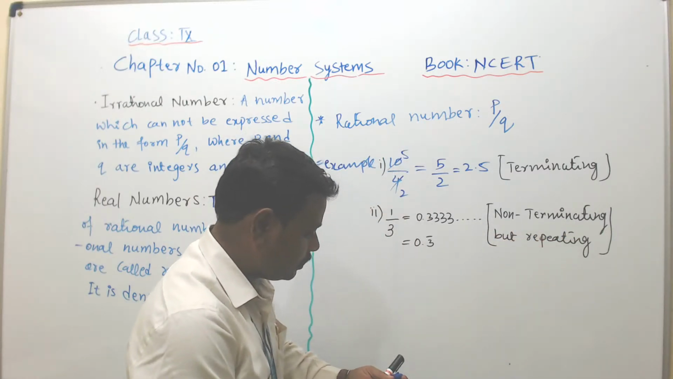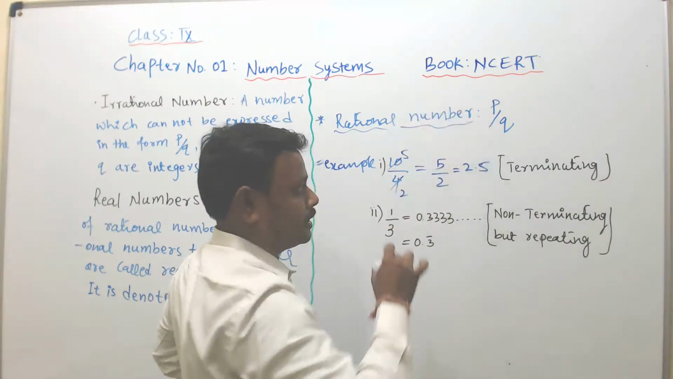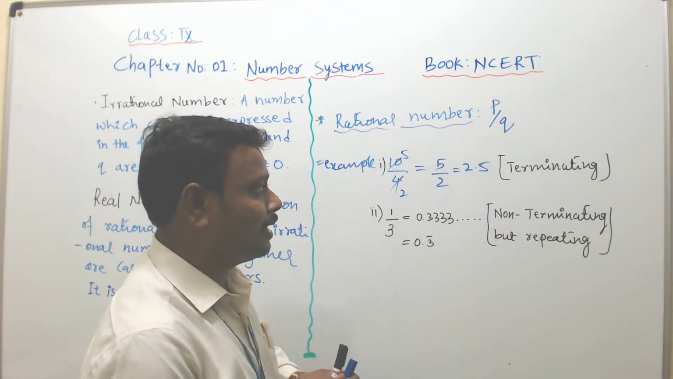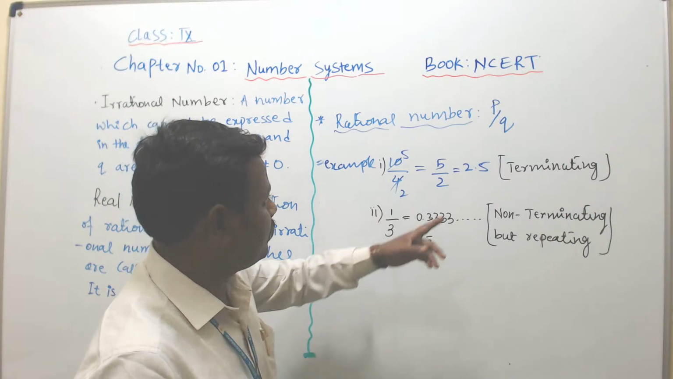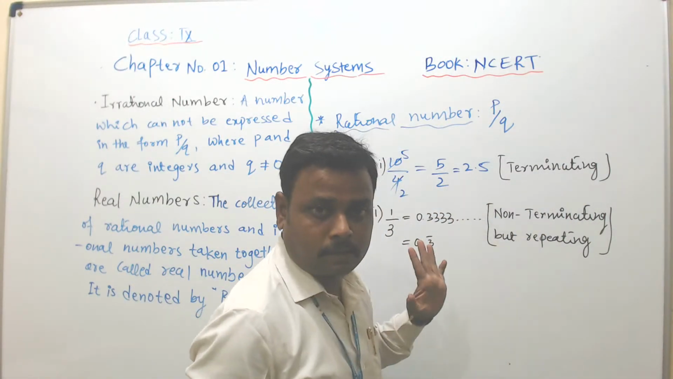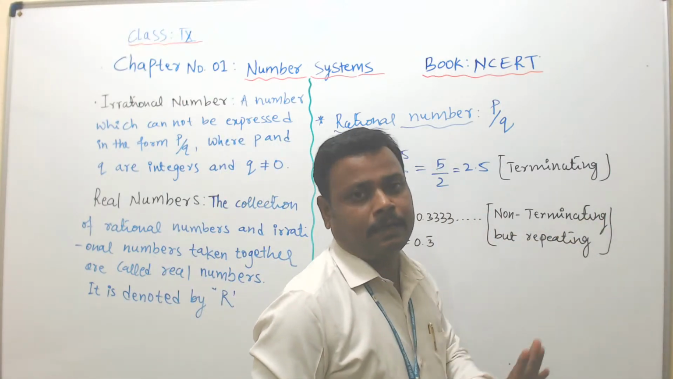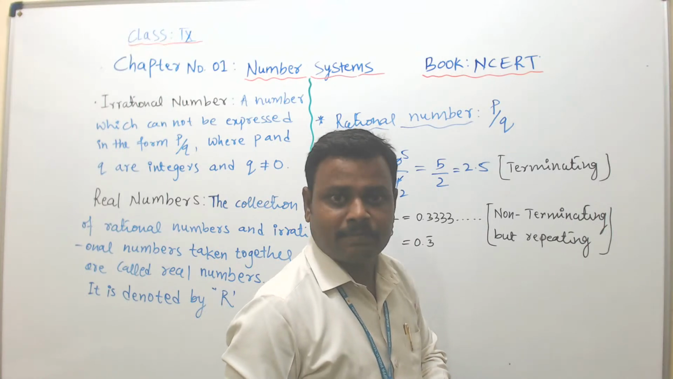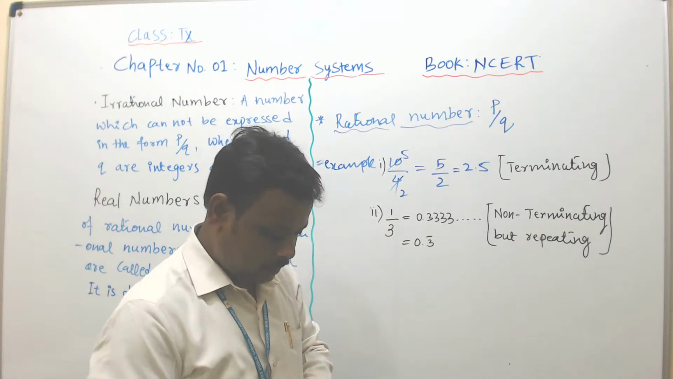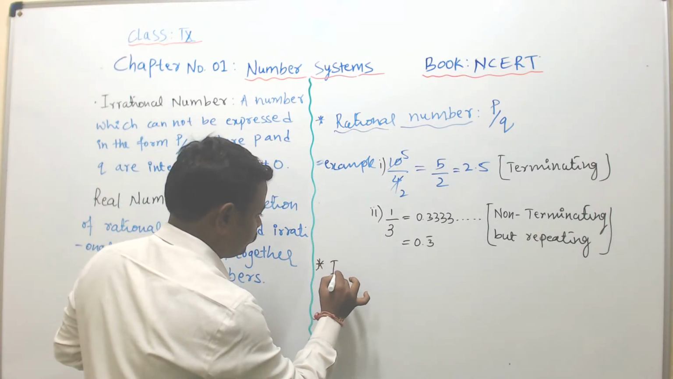So this is on rational numbers. First you must be clear on the concept. The first one is terminating decimal expansion. The second one is non-terminating but repeating decimal expansion on rational number. The second one, so now I am moving to irrational number.